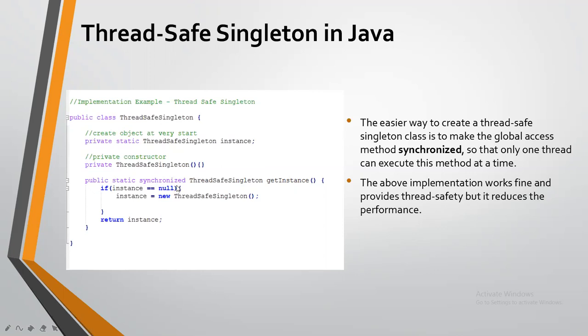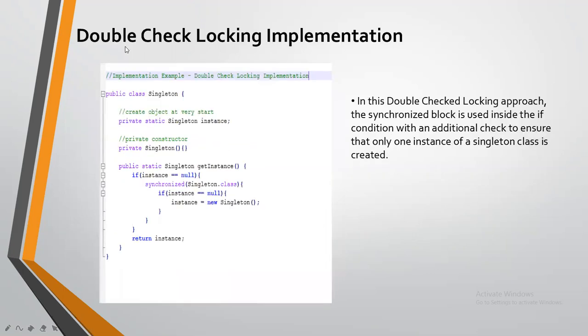To avoid this issue, we can use the double check locking method. So this is the double check locking implementation. In this approach, the synchronized block is used inside the if condition with an additional check to ensure that only one instance of the singleton class is created. Double check means we check the static instance for null two times. One check is at the beginning of the getInstance method, and another is inside the synchronized block. So let's say two threads T1 and T2 are calling the getInstance method and try to create the object at the same time.